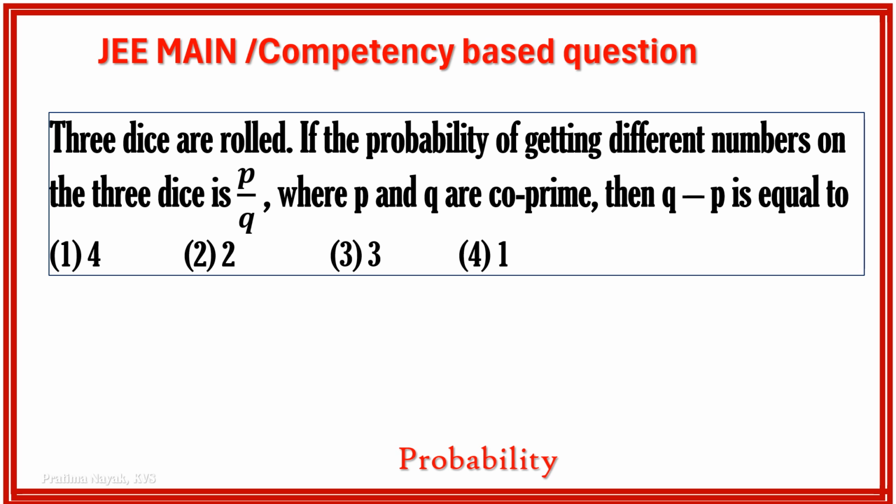Today I have taken a very short question which was asked in JEE Main. The question is from probability. 3 dice are rolled. If the probability of getting different numbers on the 3 dice is equal to P over Q, where P and Q are co-prime, then Q minus P is equal to 4, 2, 3, 1. Out of these 4 options, you have to choose the correct one.